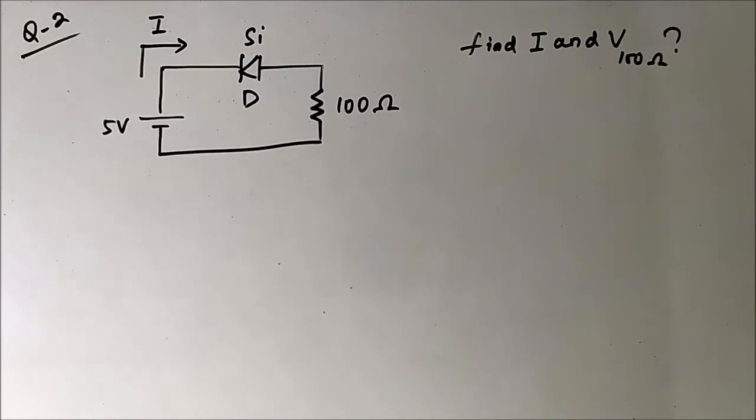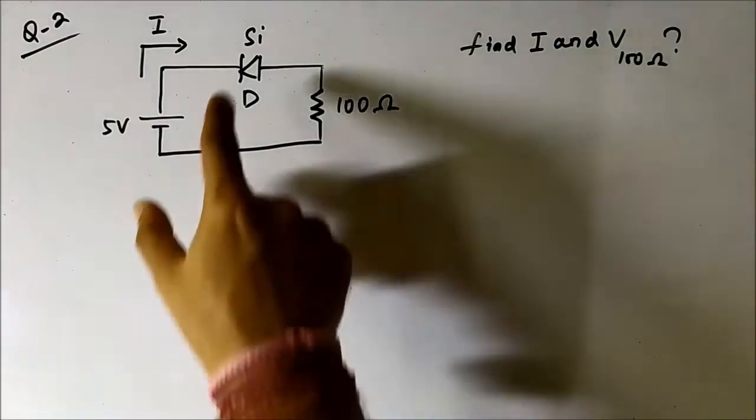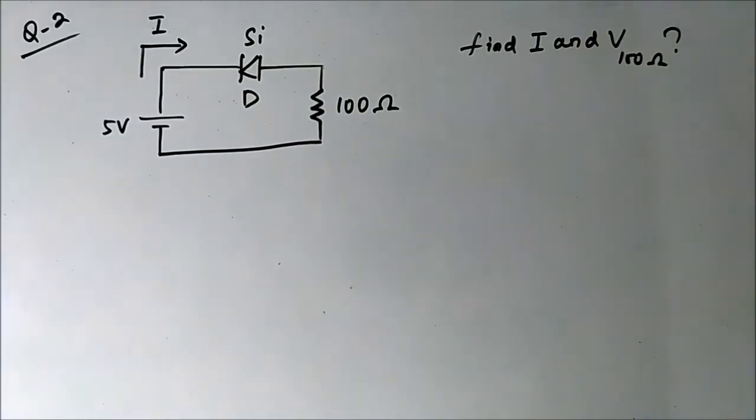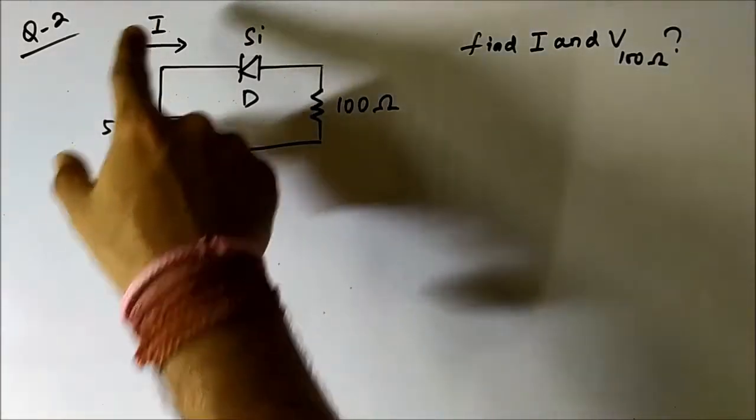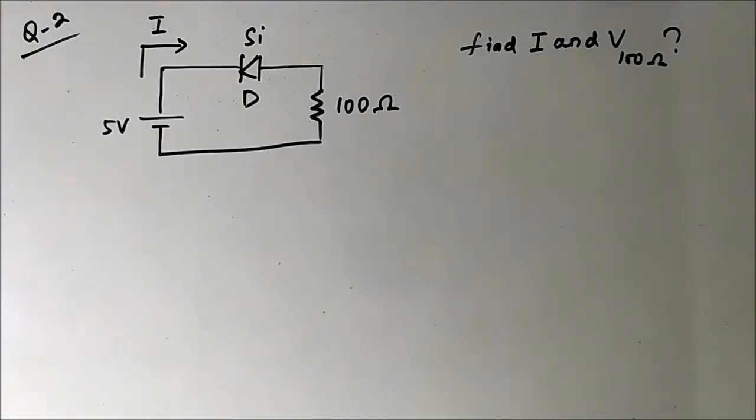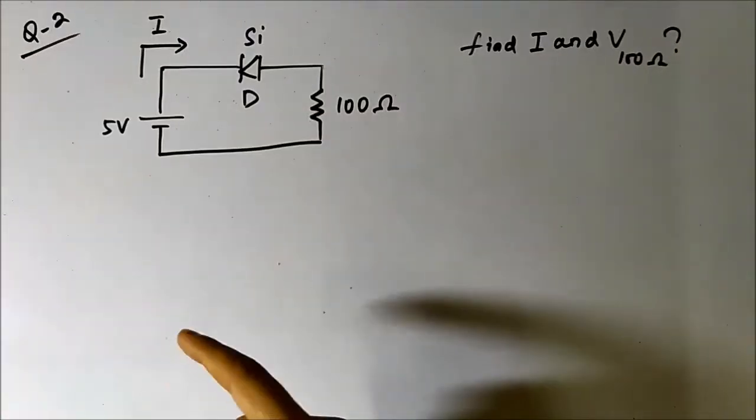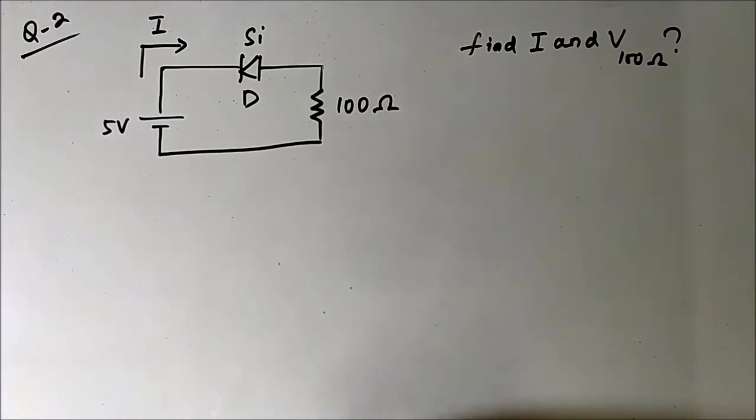So this is the second question that we are going to discuss related to diode connections. Again we are taking a simple circuit. Here we have a silicon diode which is connected in the direction which you see, N end, P end, a 5 volt DC voltage source and a 100 ohm resistor. And it has been asked to find this current I and the voltage drop across this 100 ohm resistor.